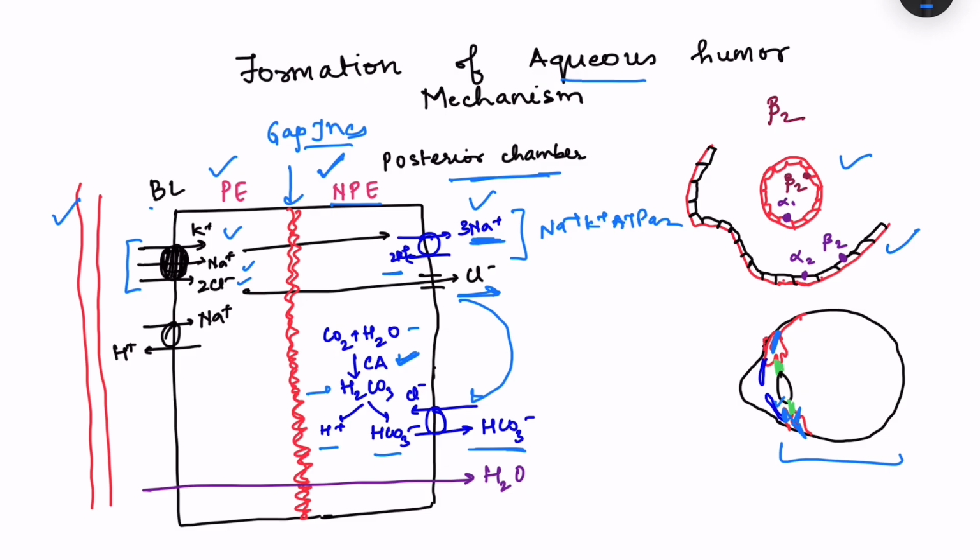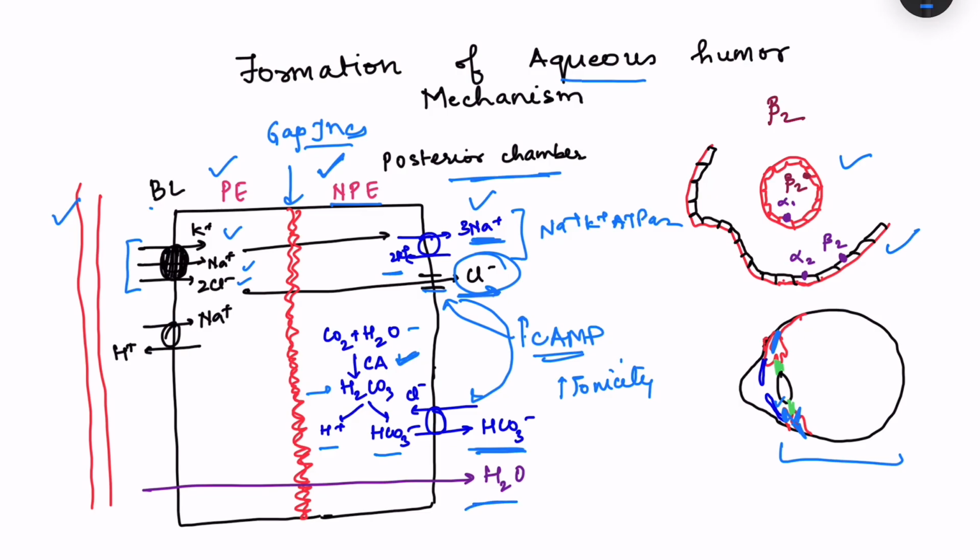Now remember that this recycling of chloride can only happen if there is permeability of this chloride channel, and this is affected by cAMP. The more the cAMP, the more the permeability, and hence more chloride channel will go, and hence more bicarbonate ion will enter into the cell, and this increases the tonicity in the posterior chamber.